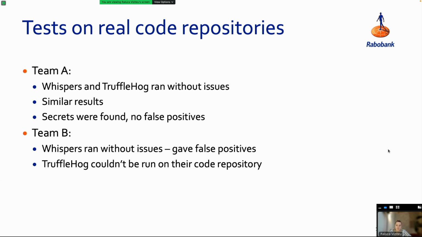For Team B, Whispers ran without issues, but gave only false positives as an output. For Trufflehog, the team's code repository contained a lot of test data, which caused the tool to run for a very long time. Unfortunately, using the option to exclude certain paths of the source tree from the scan did not work in the pipeline. This performance difference was caused by the fact that Trufflehog scans all the history of commits of the code repository, while Whispers scans only the current version of it with the basic scan.